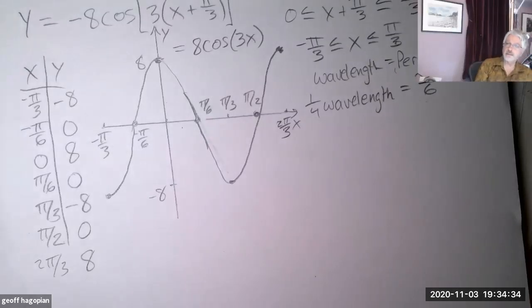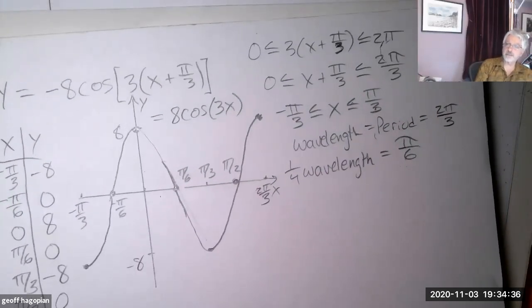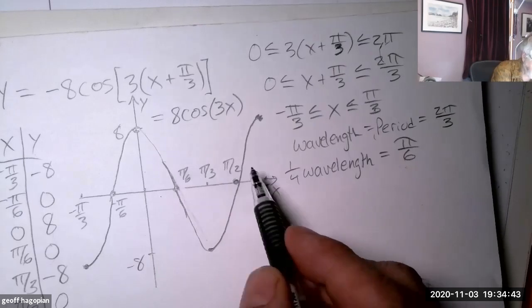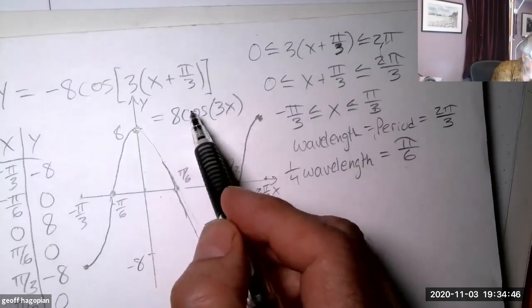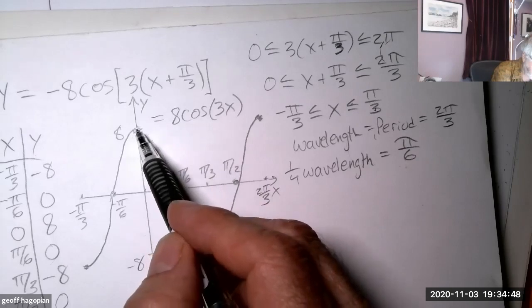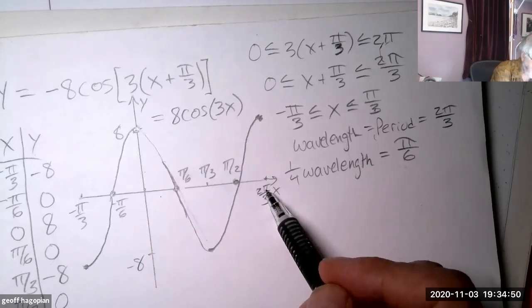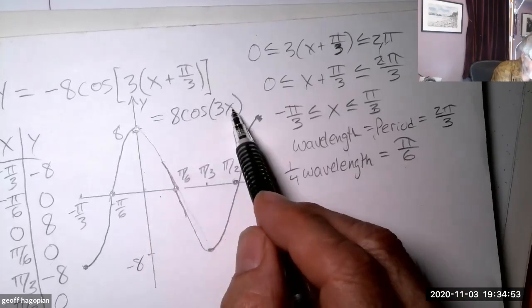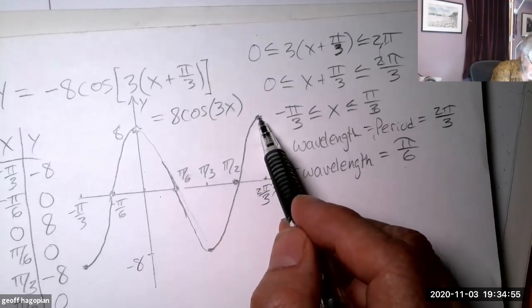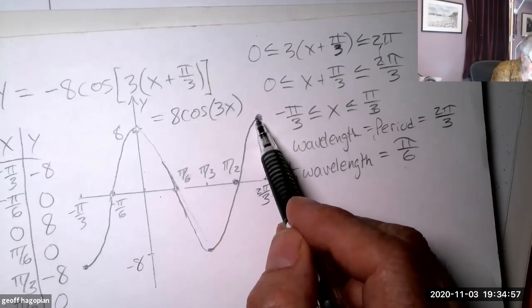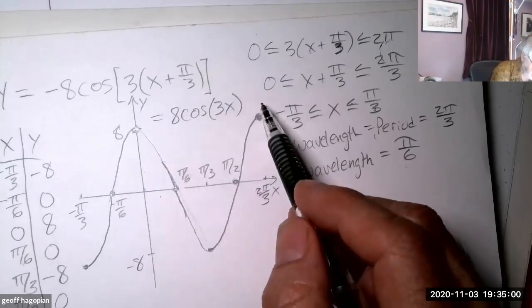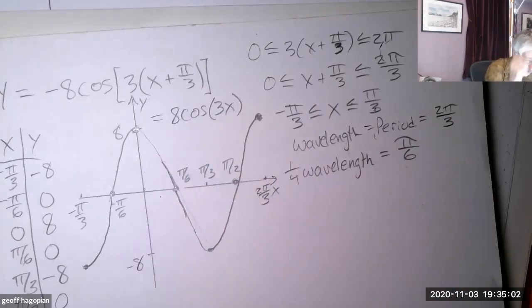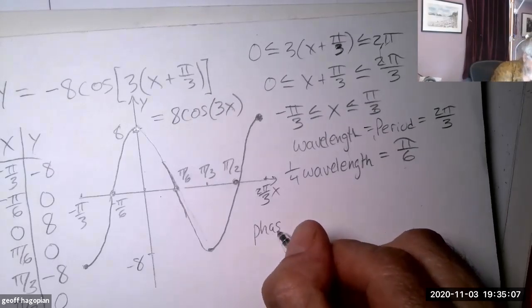Same thing, huh? Right? It's got a wavelength of 2 pi over 3. So as we go from 0 to 2 pi over 3, we start at a peak. Cosine of 0 is 1 times 8 is 8. And at 2 pi over 3, well, 3 times that is 2 pi. Cosine of 2 pi is 1 again, right? And 8 times 1 is 8 again. So that's one complete oscillation of our cosine curve. So what would you say the phase shift of that is? Well, I'd say the phase shift is 0, right?